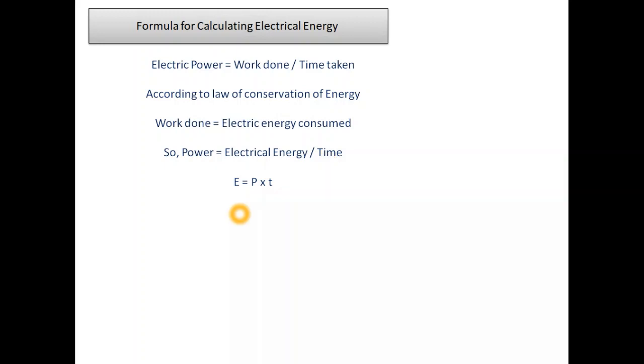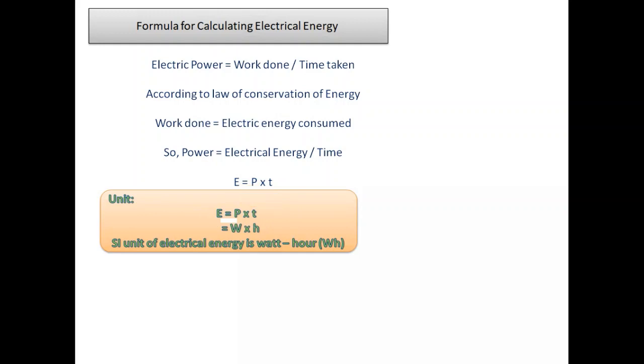So electrical energy consumed by an appliance is given by the product of its power rating and the time for which it is used. We can say that electrical energy depends on two factors: the power rating of the appliance and the time for which the appliance is used. So we can use this formula for calculating electrical energy.